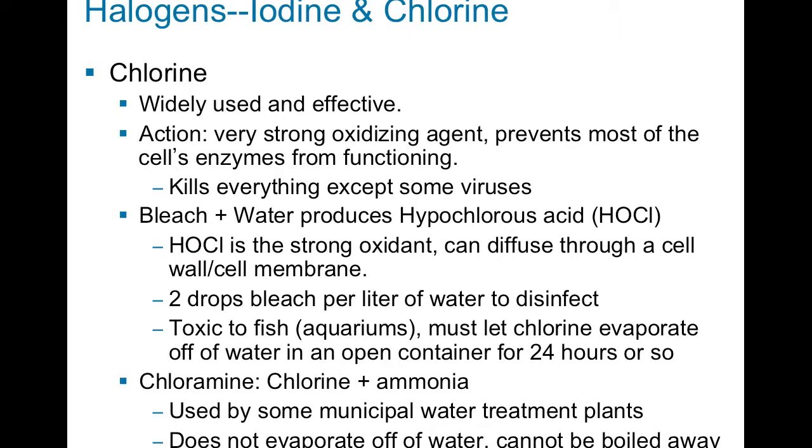If you add bleach to water, which is a very common way of diluting it because it comes in a very concentrated form, the bleach and the water together produce a compound called hypochlorous acid, HOCl. HOCl is actually the strong oxidant. It can diffuse through cell walls and cell membranes, get inside a cell, go after the cell's enzymes, oxidize them, and prevent them from functioning. You need about 2 drops of bleach per liter of water for a disinfecting agent, and 10% bleach is commonly used as a cleaning agent, especially for fungi in the bathroom.